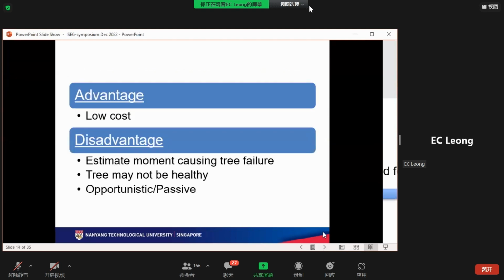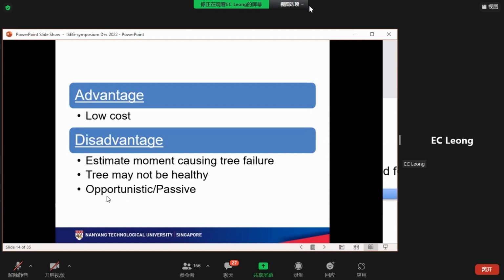So this particular method of conducting research has the advantage of low cost, because we just wait for the event to happen and then go down to site and do a survey. But basically, we do not exactly know what forces caused the tree failure. The trees that fail may not be healthy, so we are only seeing unhealthy trees being uprooted.